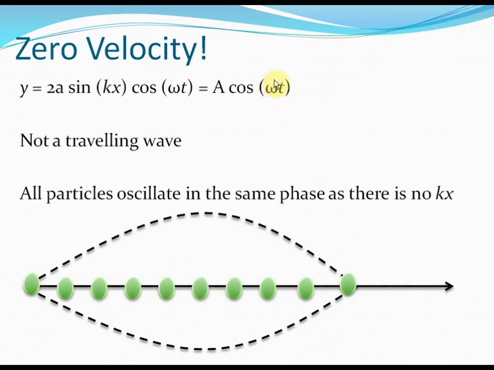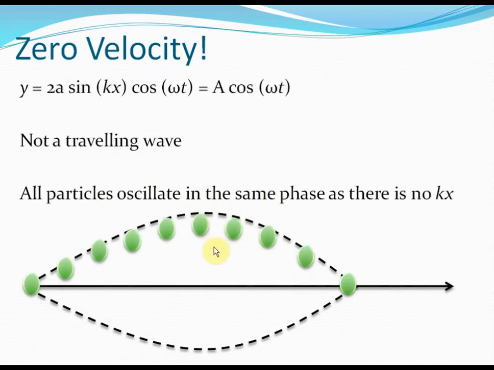In this case, there is no term kx. So this means that this equation is the equation of a wave where there is no phase difference between the simple harmonic motions of all the particles. This means all the particles are in the same phase. This is how they'll oscillate. So you see, all the particles will reach their mean positions at the same time, all the particles will reach their maximum positions at the same time.